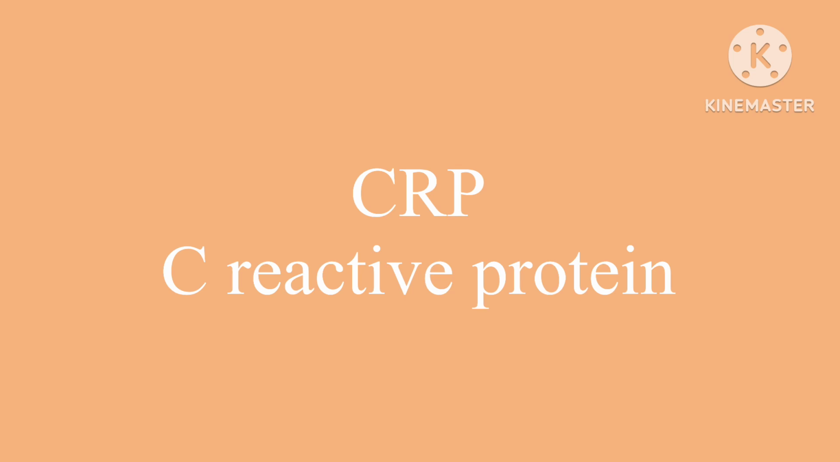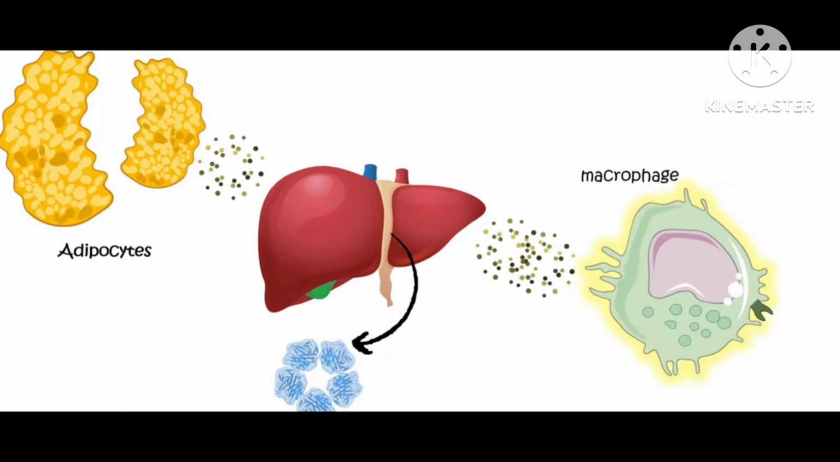Now let's move towards CRP, which is C-Reactive Protein. CRP is an acute phase protein produced by the liver in response to inflammation. Its normal value is less than 6 mg per liter and it may vary by lab. CRP is synthesized by the liver in response to factors released by macrophages and adipocytes, which are fat cells. Its physiological role is that it binds to lysophosphatidyl and activates the complement system via C1q.